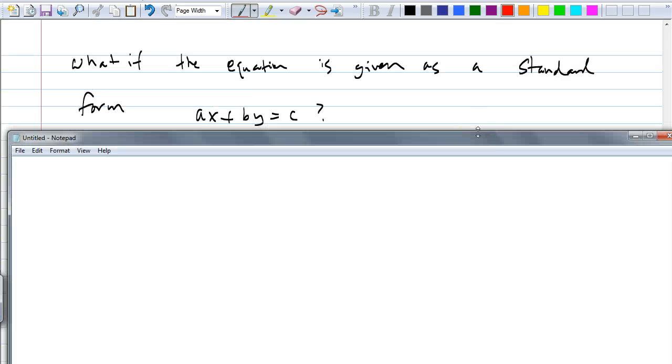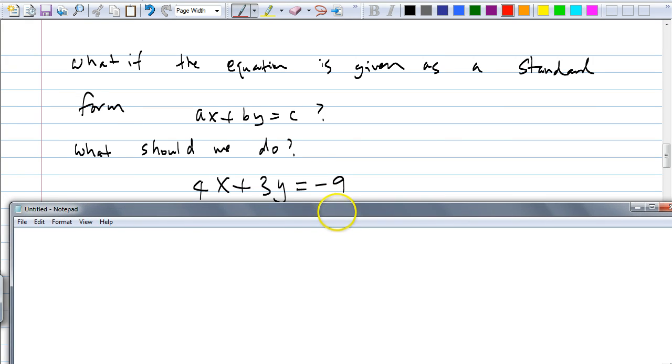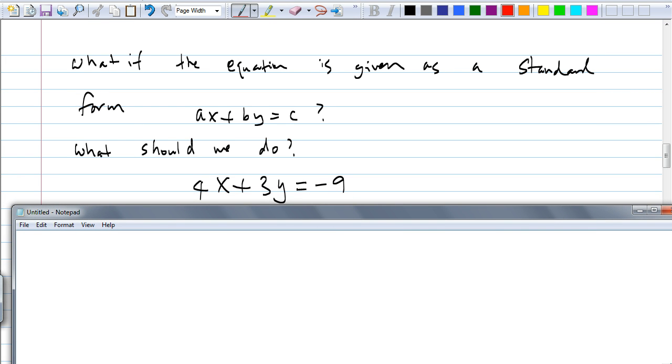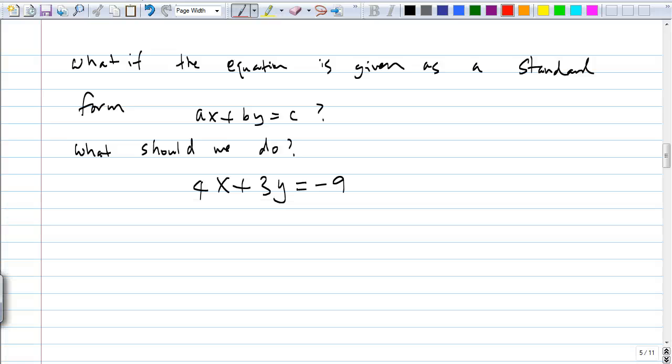So now on your homework, what if they give you not in slope intercept form, but in standard form, something like 4x plus 3y equals negative 9? What should you do? And they ask you to graph using slope and the y-intercept only. Anybody have any idea? What should we do if they give you an equation like that?